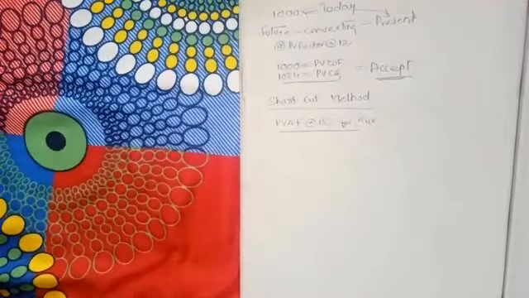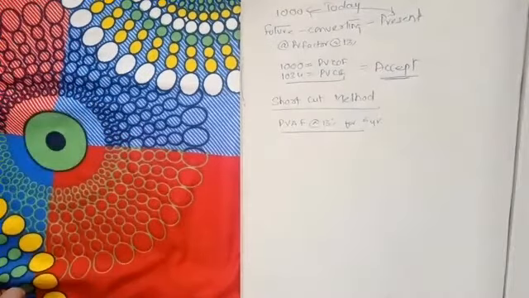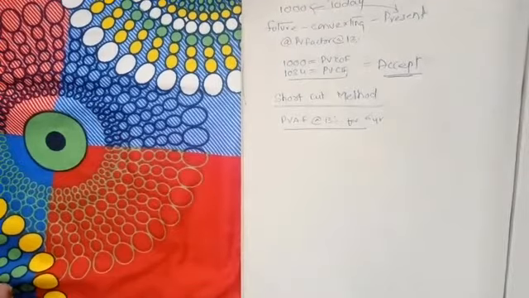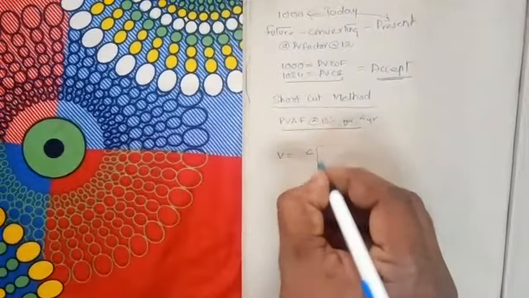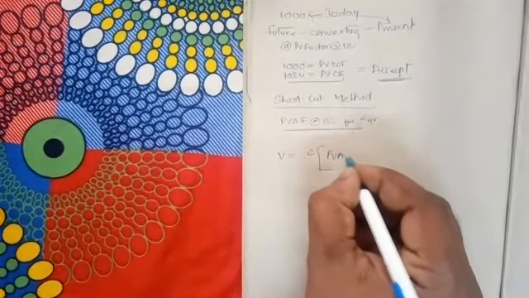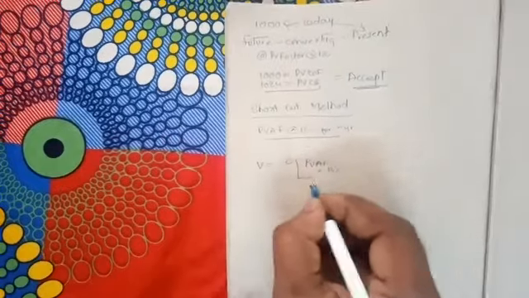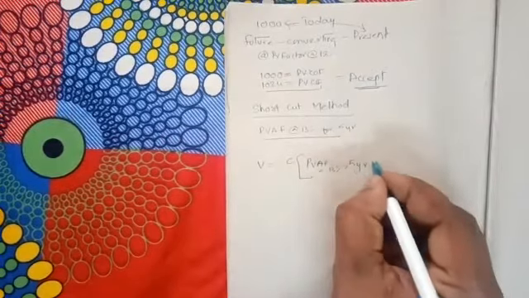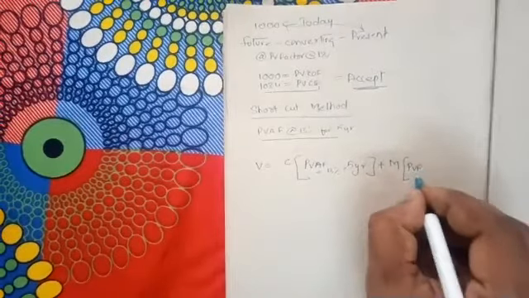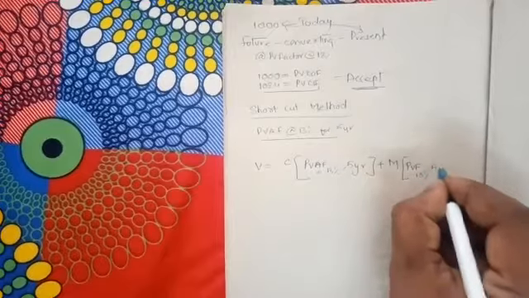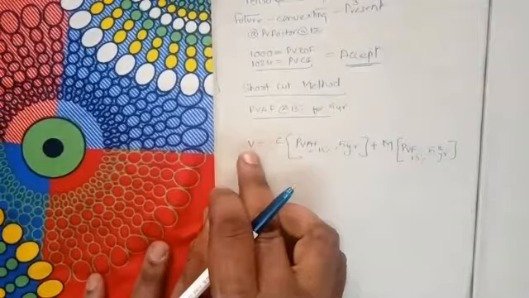What is the formula for that? It is a very simple formula. V is equal to C into PVAF at 13% for 5 years, plus M, the maturity amount, into PVF at 13% for the 5th year. By using this formula also you can find out the value of the bond.